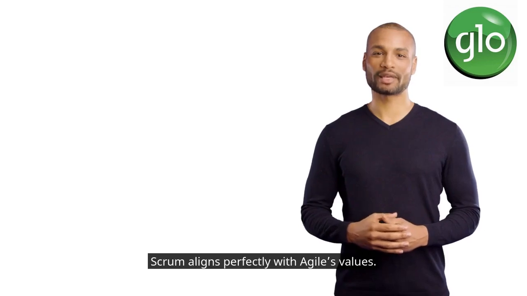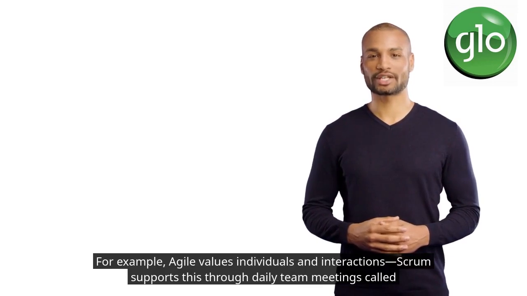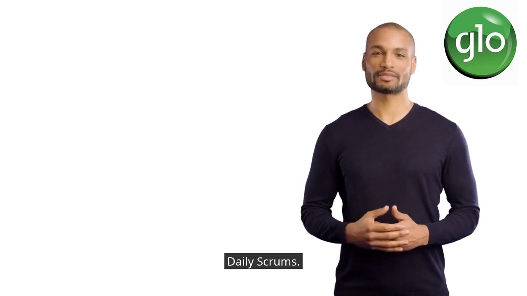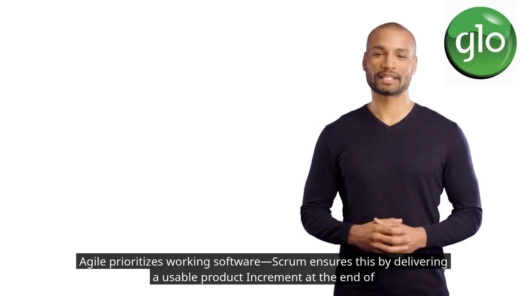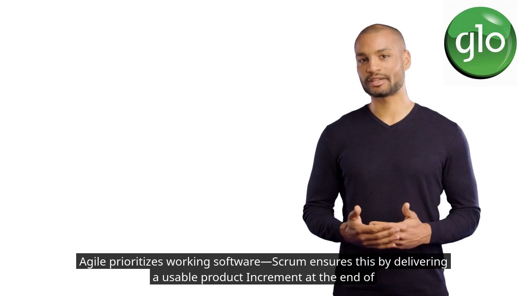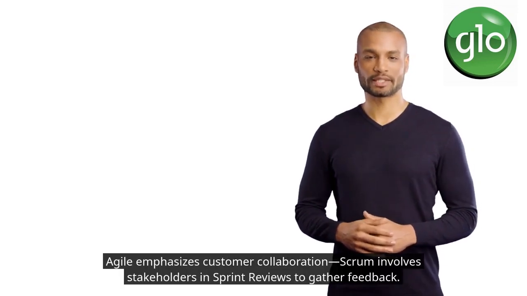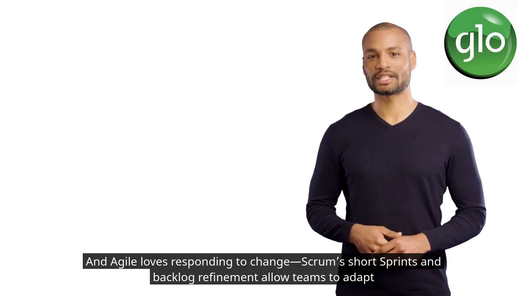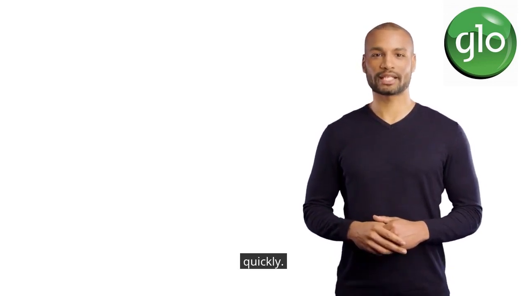Scrum aligns perfectly with Agile's values. For example, Agile values individuals and interactions. Scrum supports this through daily team meetings called daily scrums. Agile prioritizes working software. Scrum ensures this by delivering a usable product increment at the end of each sprint. Agile emphasizes customer collaboration. Scrum involves stakeholders in sprint reviews to gather feedback, and Agile loves responding to change. Scrum's short sprints and backlog refinement allow teams to adapt quickly.